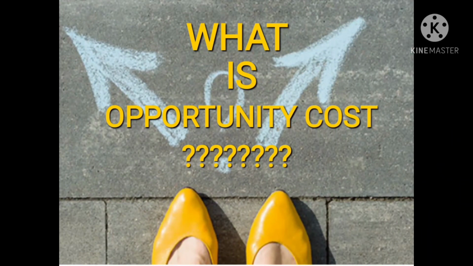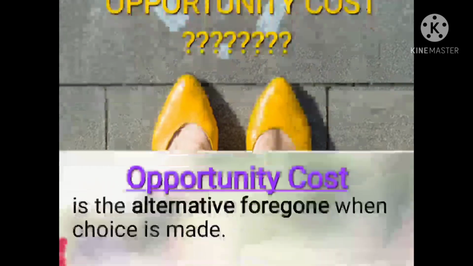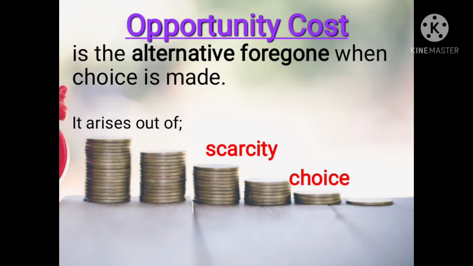So, what is opportunity cost? Do you make choice A and then you choose to take the opportunity cost as B, or you choose choice B and you leave the opportunity cost as A? By definition, opportunity cost is the alternative foregone when choice is made. The alternative you choose to forego when you make choice is the opportunity cost.